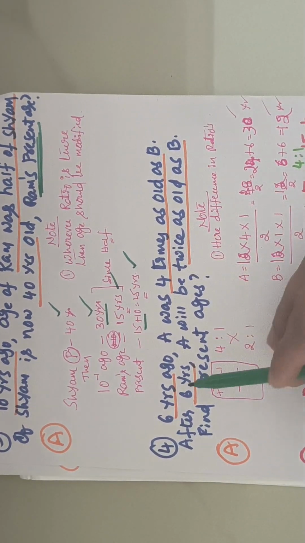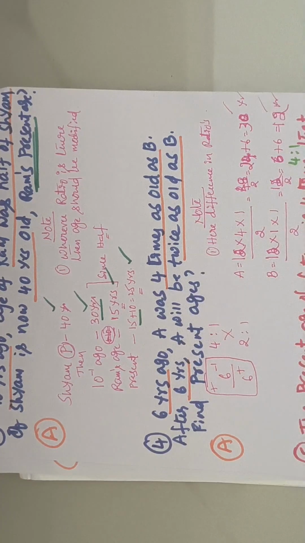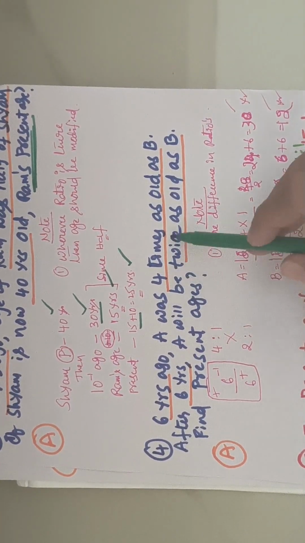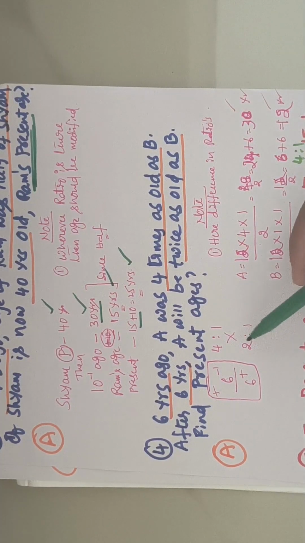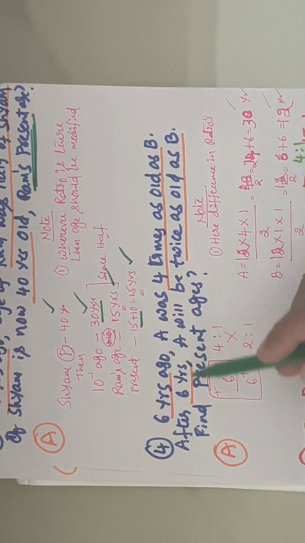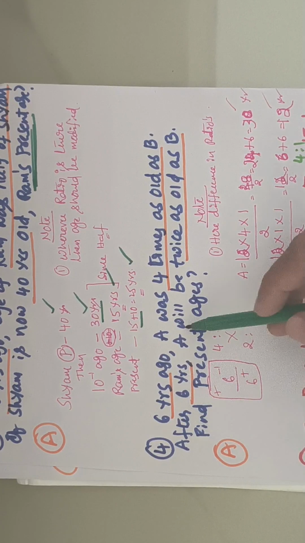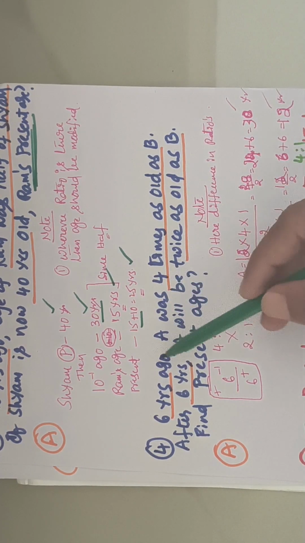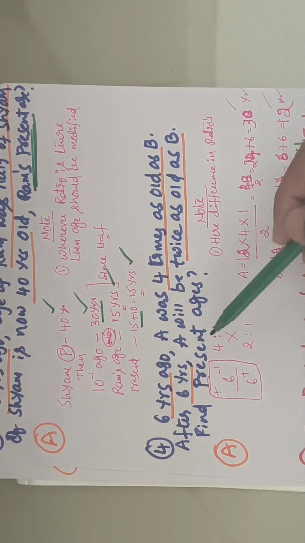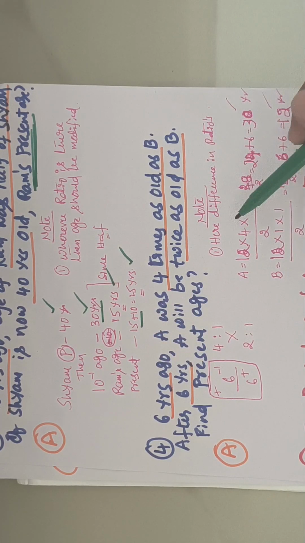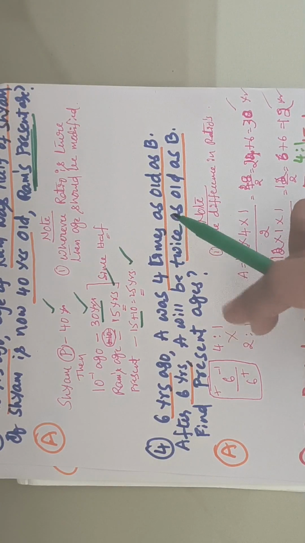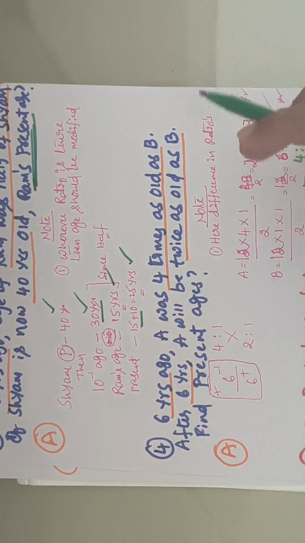Fourth question. 6 years ago, A was 4 times as old as B. After 6 years, A will be twice as old as B. So they have given two ratios: 6 years ago, one ratio, and after 6 years, one ratio. Here the note we have taken: here the difference in ratios is not the same. If you see 4 minus 1, 3, and 2 minus 1, 1, so the difference is not the same.